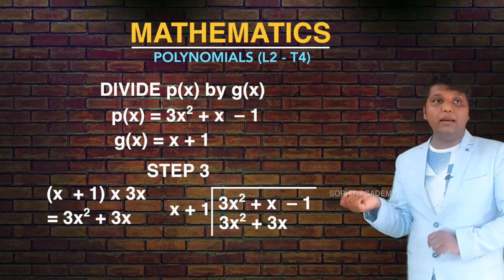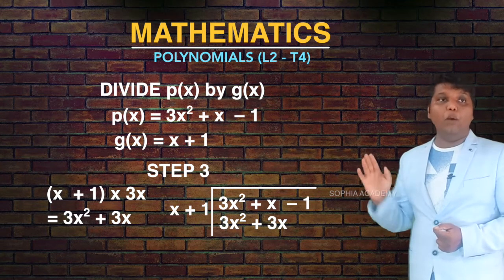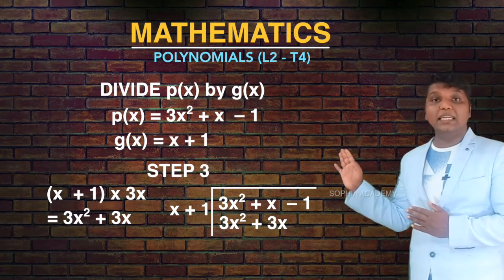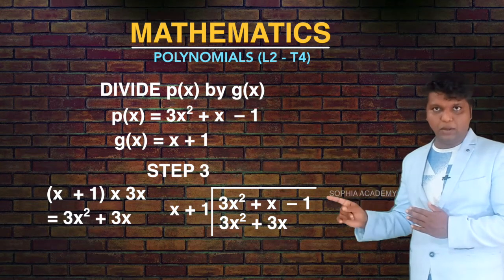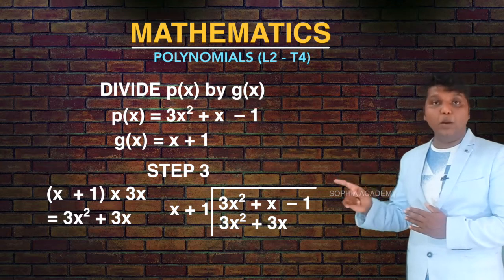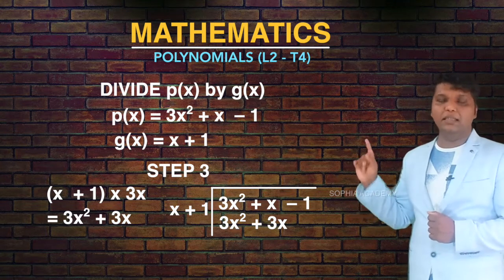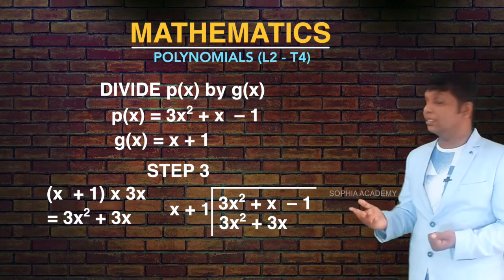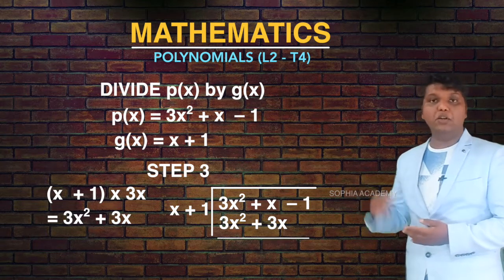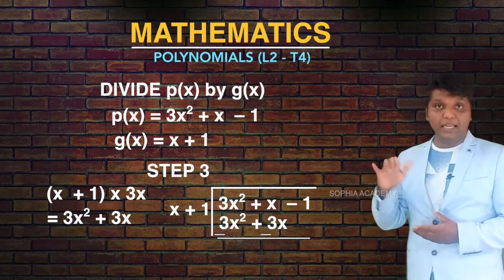So 3x square plus, now what is the next term? 3x into 1. 3x into x we wrote 3x square. Then 3x into 1, 1 is the second term of the divisor. 3x into 1 is 3x itself. So we will write 3x. We will draw a line. Now you have to find the difference between them.